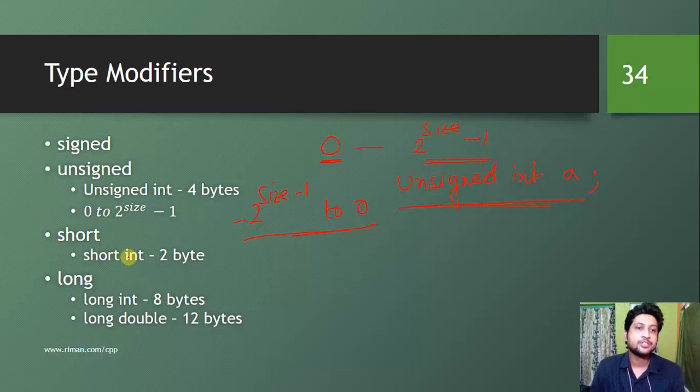Short actually decreases the size of any variable. Like if you use short int, the memory size will become 2 bytes. For integer, it is 4 bytes by default, but if we use short int, it will become 2 bytes. Whereas long actually increases the number of spaces required to store a particular variable. So long int has 8 bytes of storage, whereas long double has 12 bytes of storage.